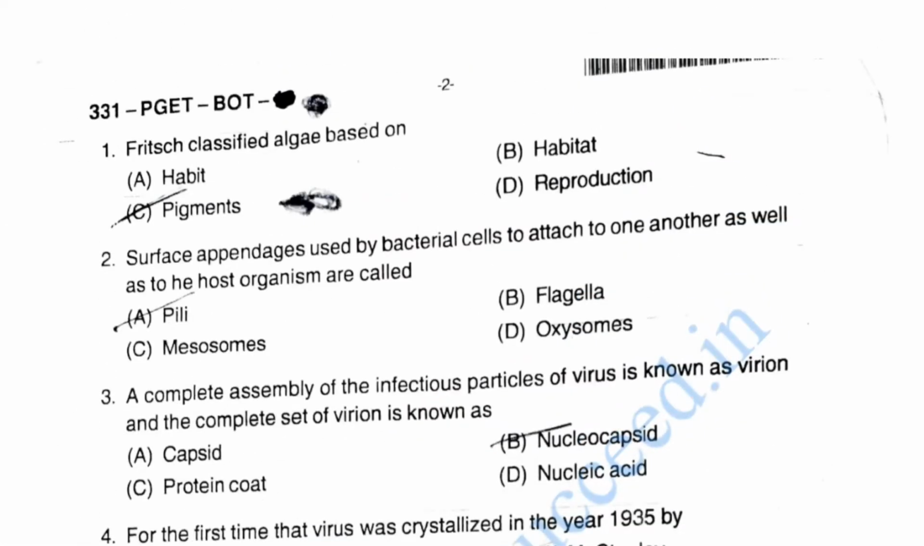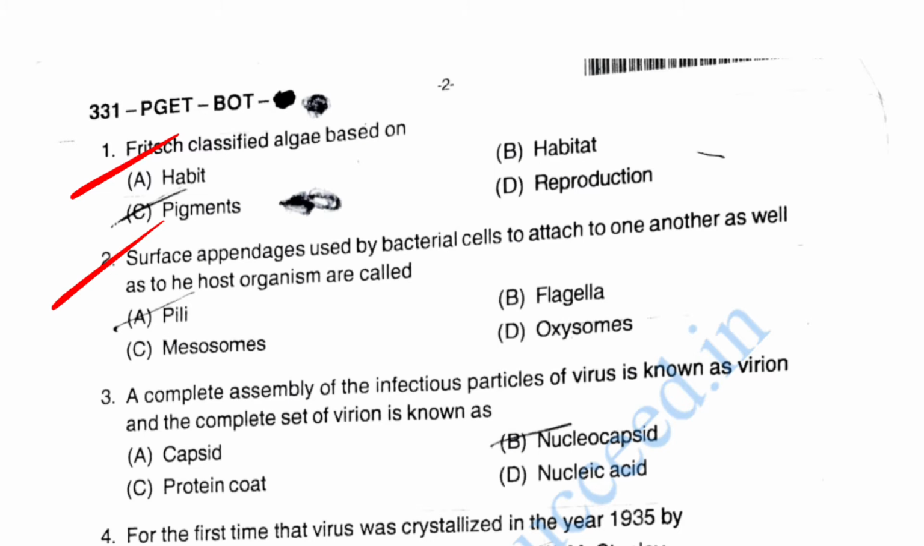So here we have our first question: Fries classified algae based on dash. Here it has been asked, on which basis has Fries classified the algae? Our answer is pigments. On the basis of pigments, Fries classified algae.